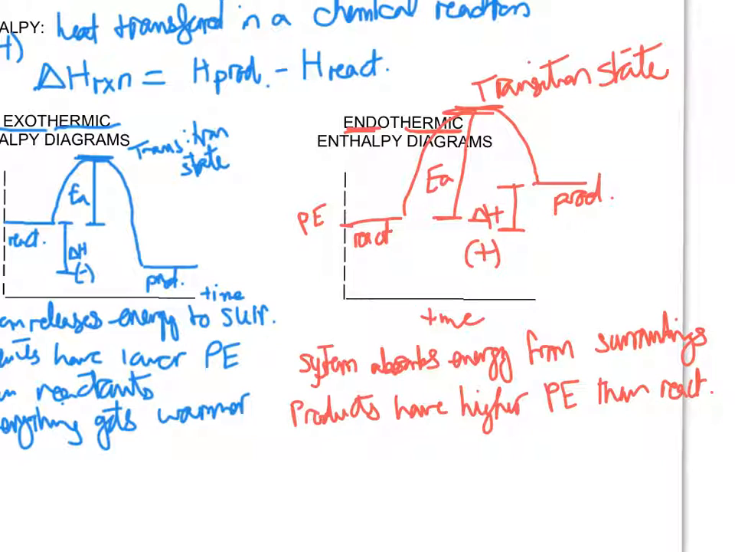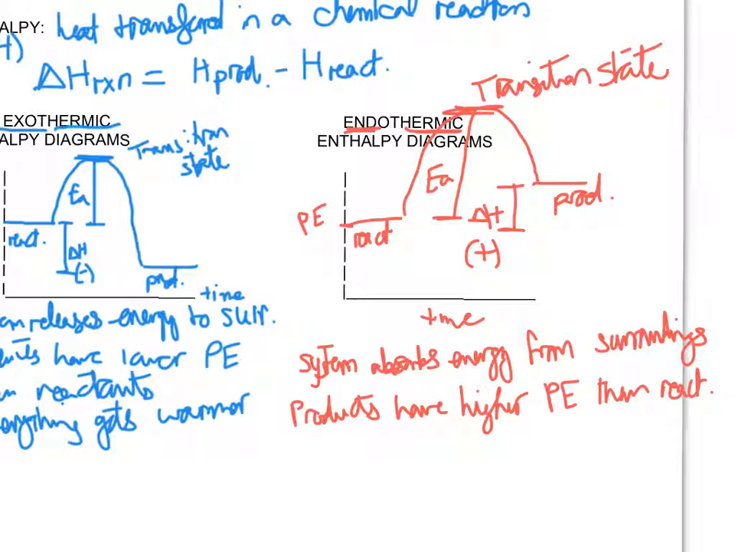My reactants and products differ in potential energy, the position of the particles. So this position of particles is less favorable. It's requiring more energy to hold the particles at this position compared to this position. So it is potential energy that differs between my molecules in my system.